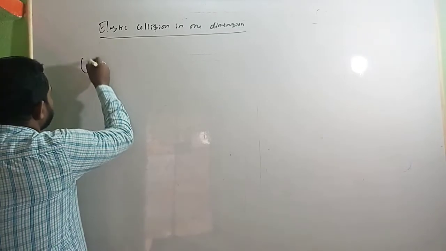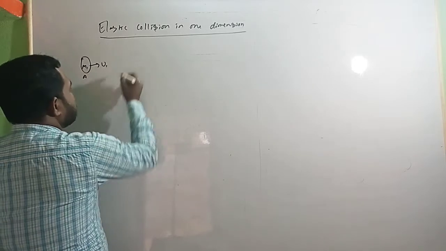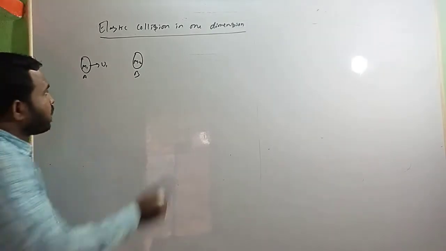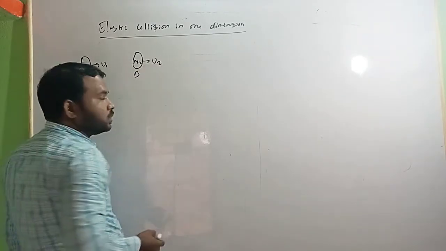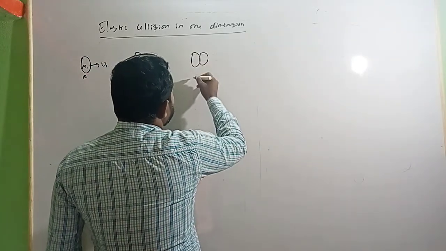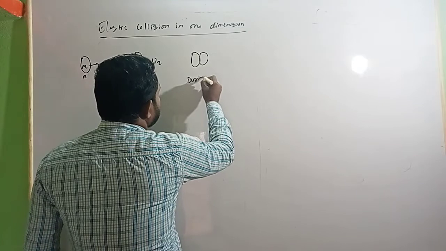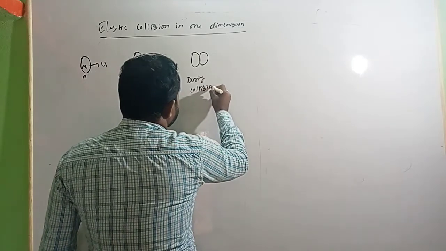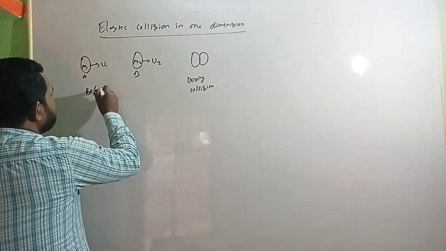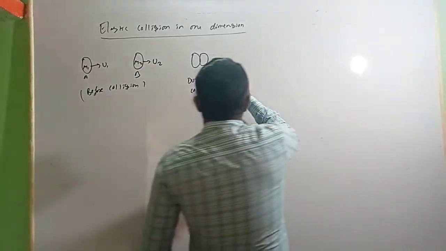Suppose you have an object A having mass m1, which moves with initial velocity u1, and another object B having mass m2 which moves with velocity u2. But after some time, suppose these objects collide like that. This is the situation during collision, and this is the situation before collision. Is it clear? And after that, what happens?